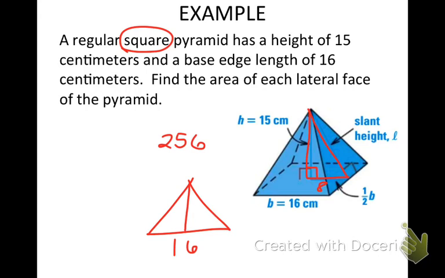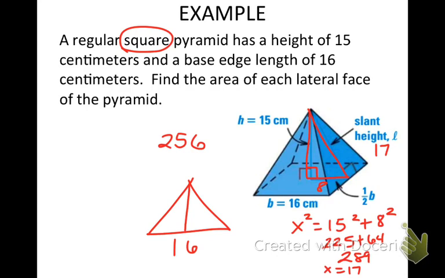We know that this is 15, so someone give me a Pythagorean theorem to solve for the slant height. X squared equals 15 squared plus 8 squared. Good. On my calculator, I'm going to do 15 squared plus 8 squared, which is 225 plus 64. 225 plus 64 is 289. Square rooting that gets us 17. So that means my slant height is 17. Which means on this lateral face, what's the height of that triangle? 17.